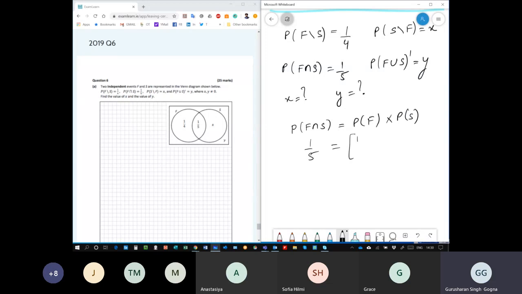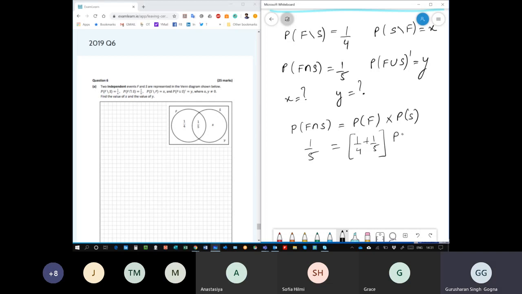Probability of F means 1 over 4 plus 1 over 5. Okay. You can see that in the Venn diagram. The total probability for event F is 1 over 4 plus 1 over 5. Now, P of S. What is P of S?